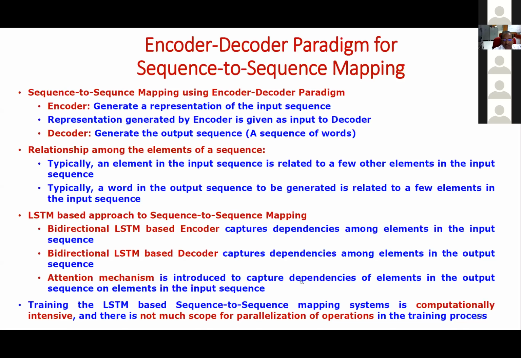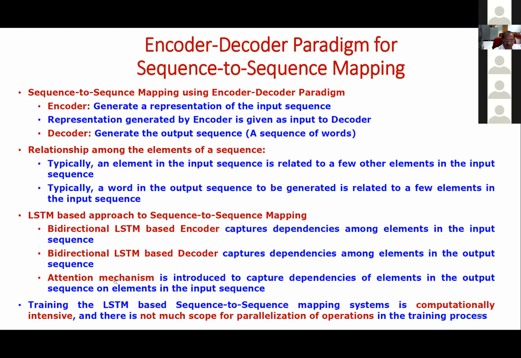But in order to capture the dependencies of the words in the target language sentence on the words in the source language sentence, right, we introduce what is called the attention mechanism, which basically tries to capture the relationship between a target language word with respect to the source language words, okay, in the context of the machine translation task, right? A similar kind of thing exists in the other sequence-to-sequence mapping tasks, right?